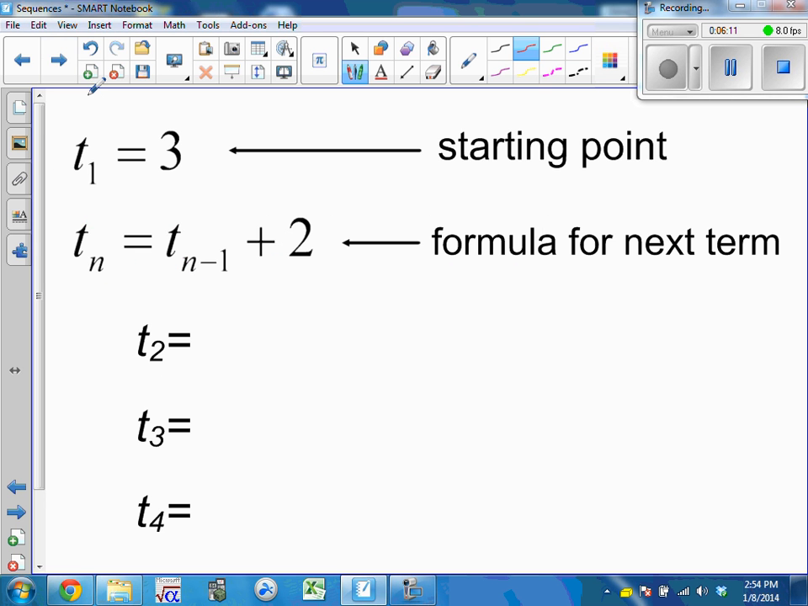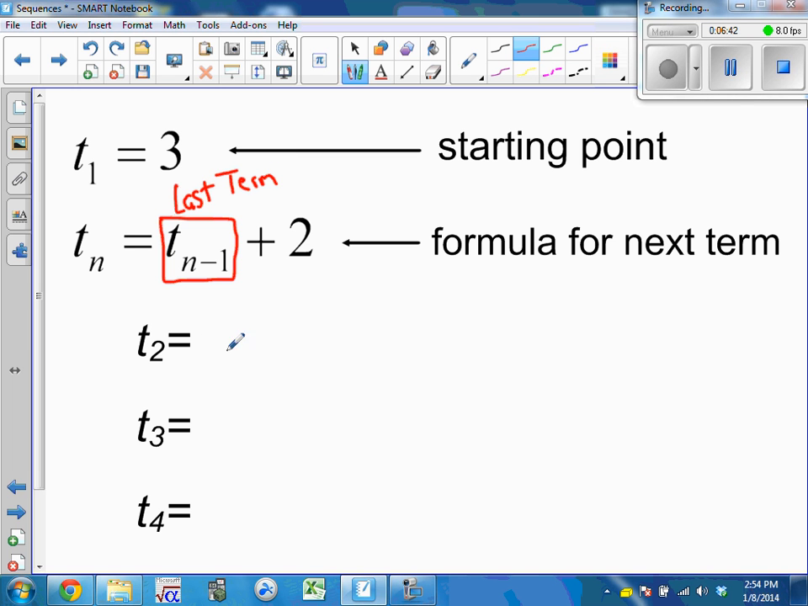So let's look at an example. Our starting point is t sub 1. That's our first term. And our formula is t sub n, some term, is equal to t sub n minus 1 plus 2. Now, this form right here is just a notation that means the last term.